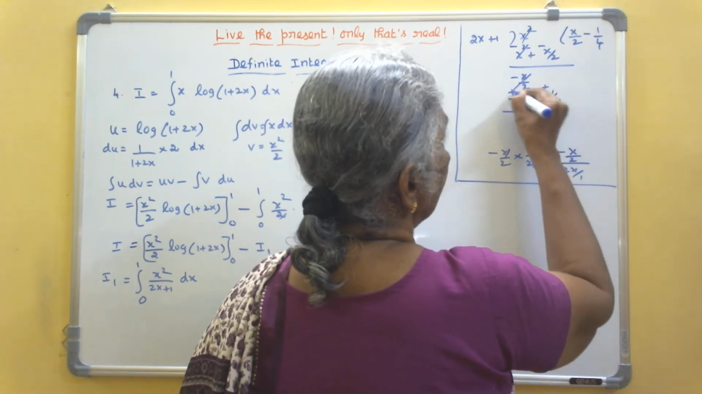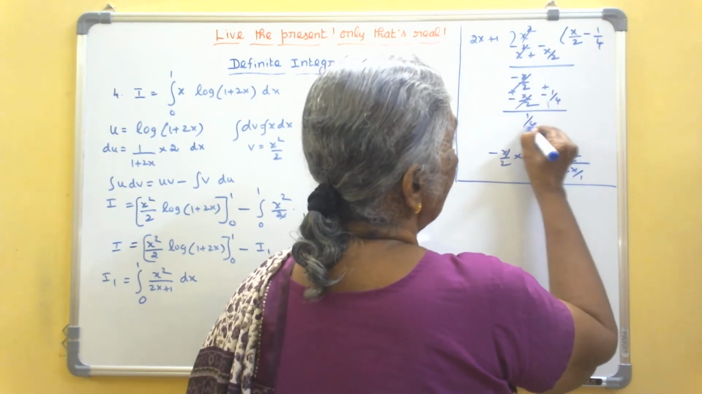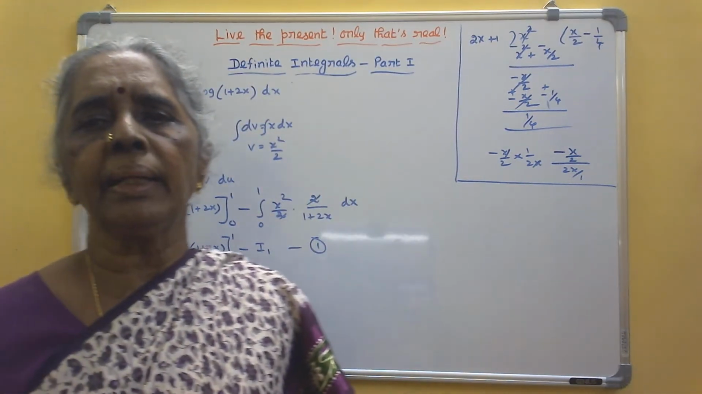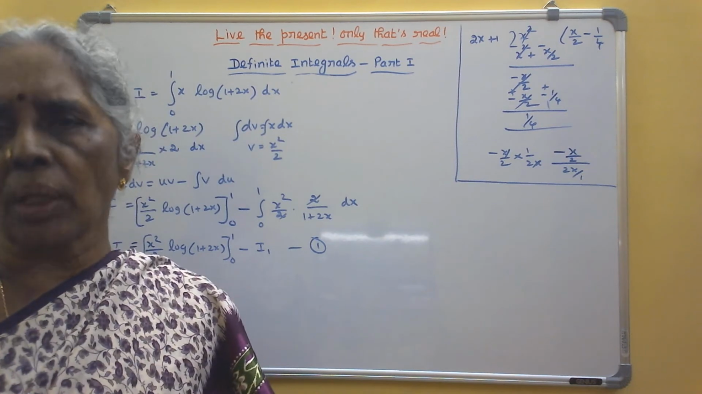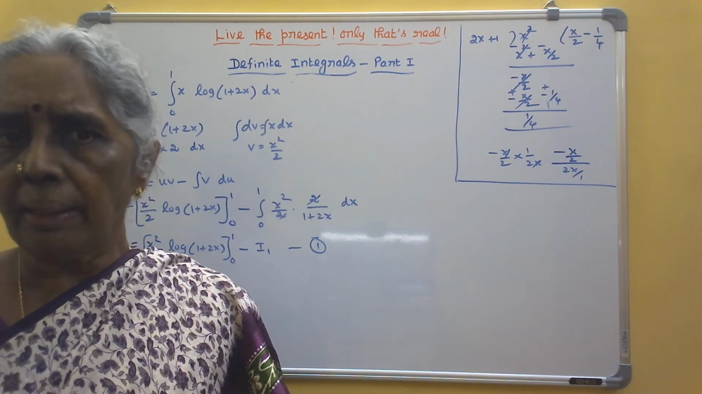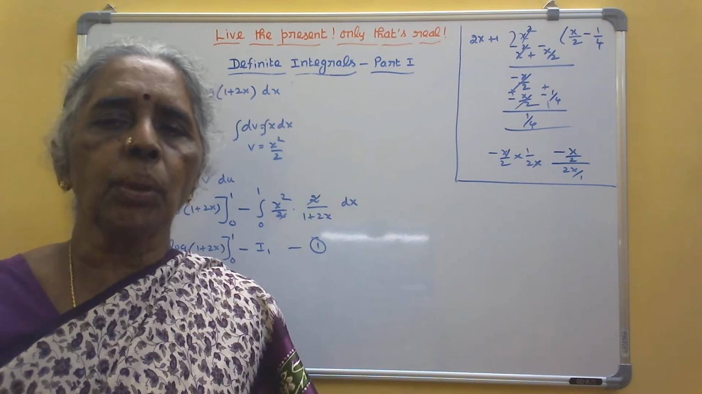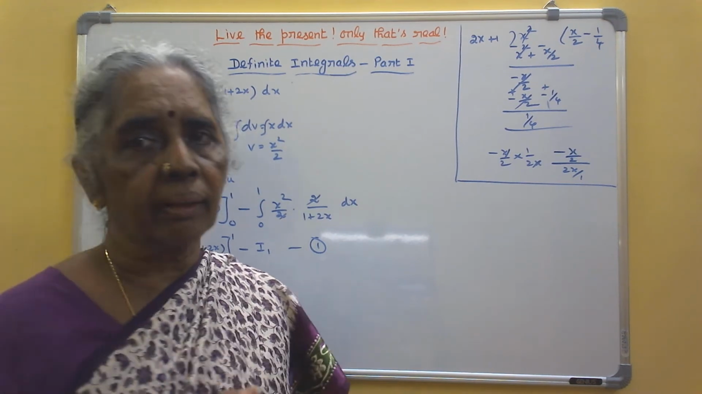Change the sign. Cut this. So now you get 1 by 4. Now the remainder is 1 degree less than that of the divisor. So you can stop that. Right? You have to remember all these concepts which you have already learned in the indefinite integrals.